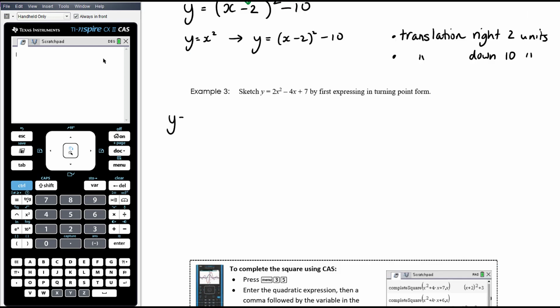Now, the key thing is to get in turning point form, we want to complete the square. And the key thing is that you cannot complete the square for a non-monic quadratic. If there is anything other than 1x squared, even if it's -x squared, so this is 2x squared, you must factor that out. Even if it means making fractions, you just have to do it. So we've got x squared minus 2x plus 7 on 2. Some people just leave the 7 and worry about it later.